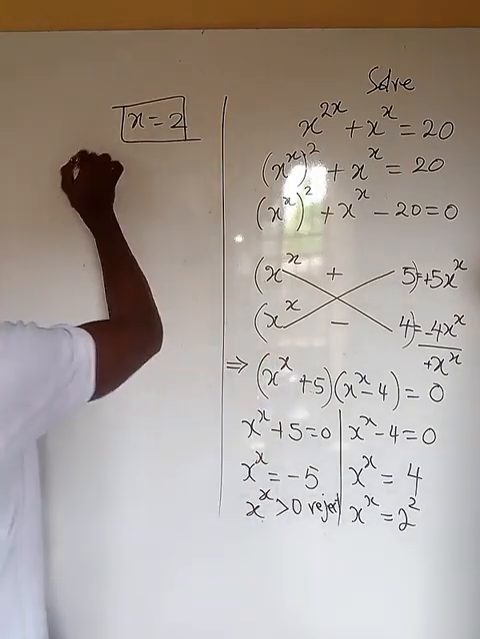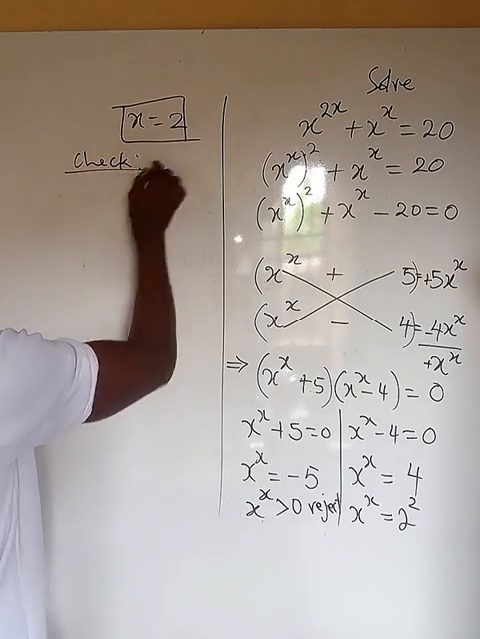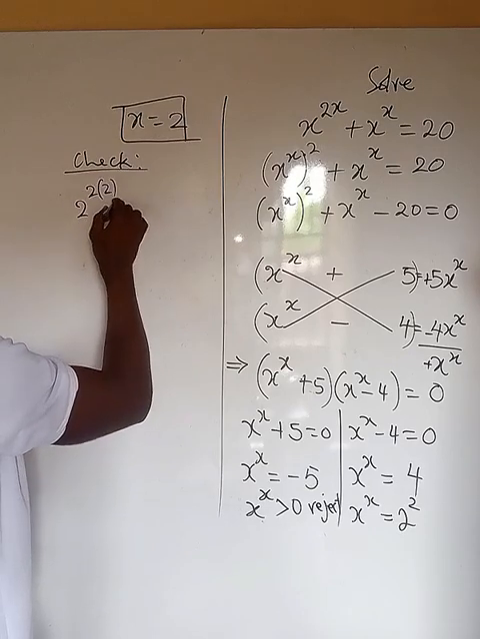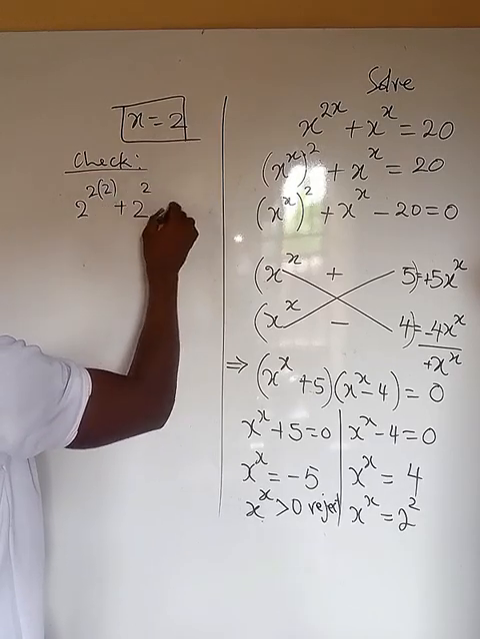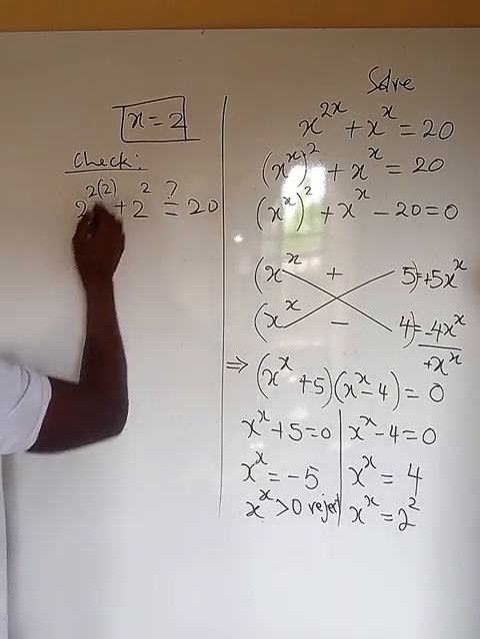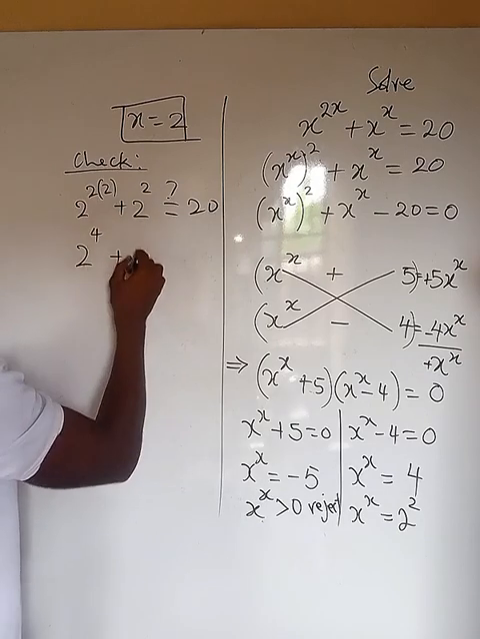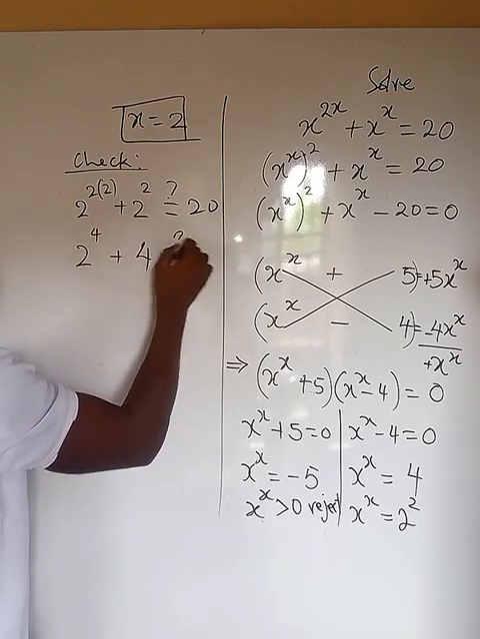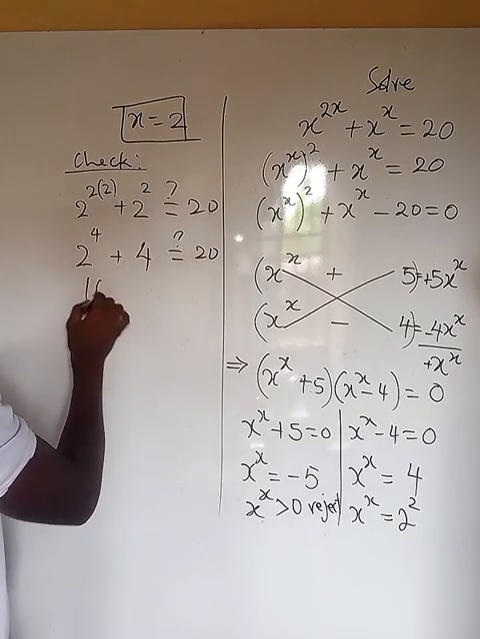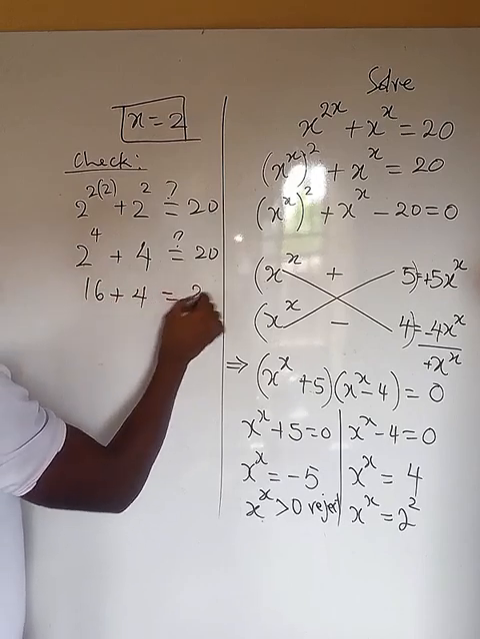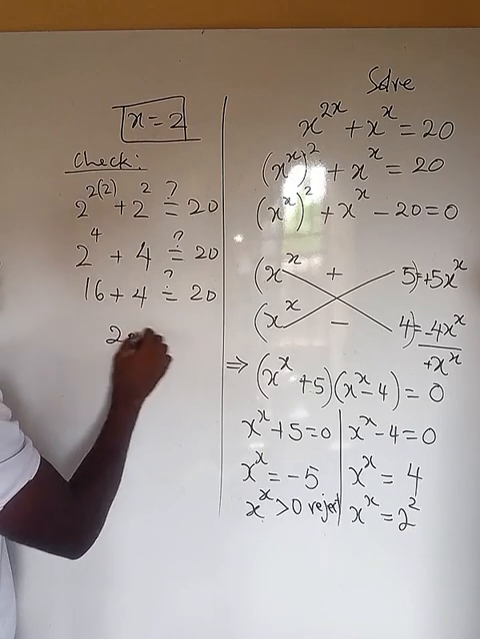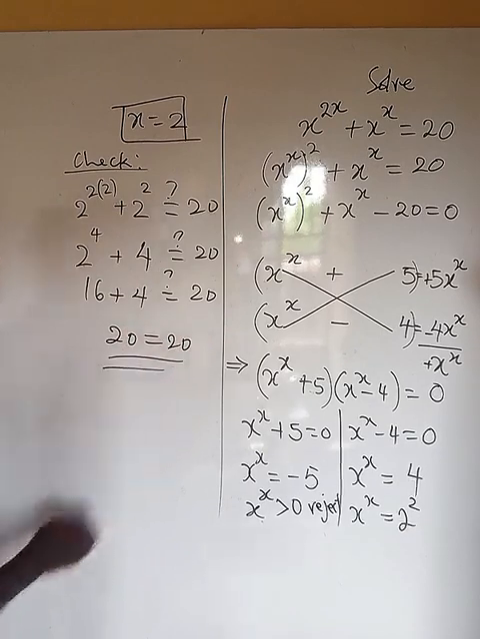Quickly, let's see how we can check. If you want to check that, x = 2: 2 times 2 plus 2, is this going to give us 20? Now 2 times 2 is 4, plus 2 raised to power 2, that is 4. Is this going to give us 20? Then 2 raised to power 4 is 16, plus 4. Is it going to give us 20? Now 16 plus 4 is 20, equals 20.